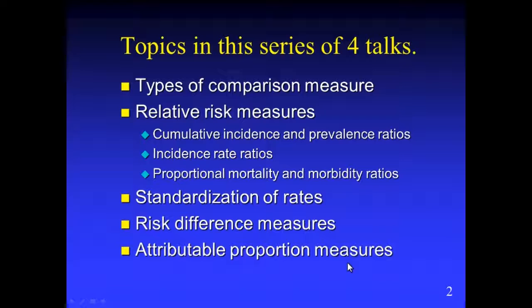So in this series of 4 talks, we're going to start by talking about relative risk measures, which we use a lot, and then we'll talk about difference measures, and we'll talk about attributable proportion measures. And at the end of my talk on relative risk measures, we'll talk about standardization of rates so that we can validly compare rates between one group and another.